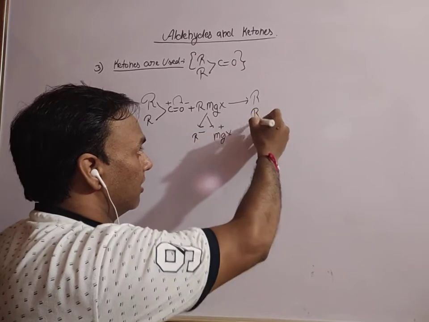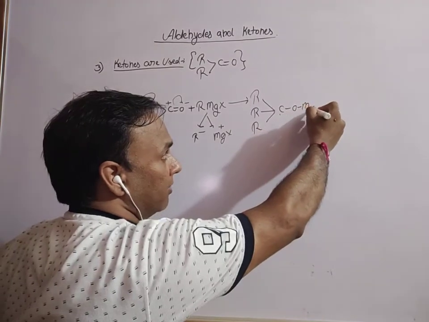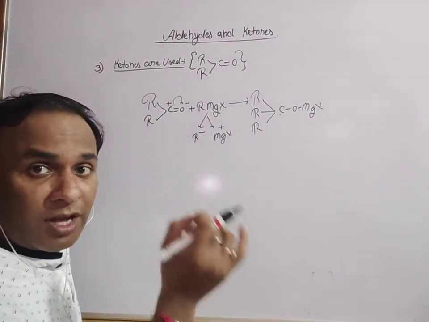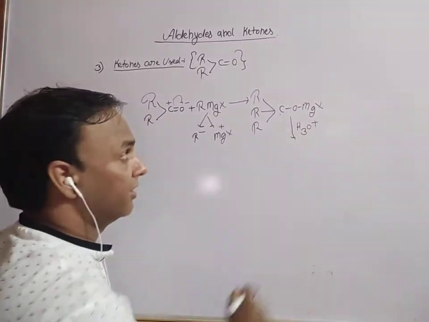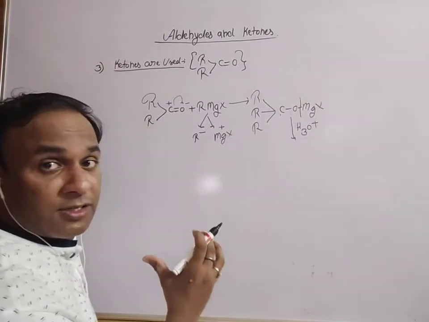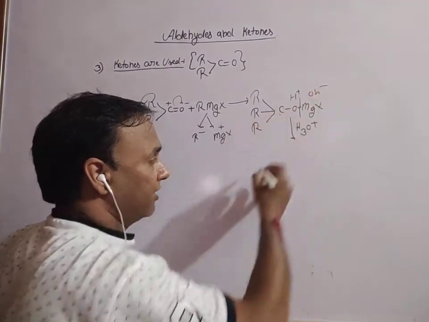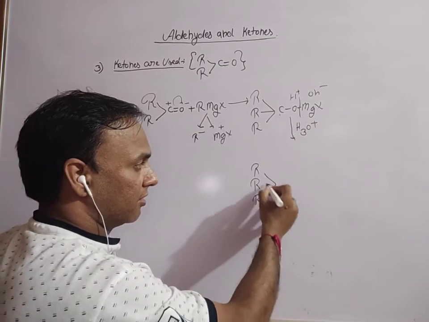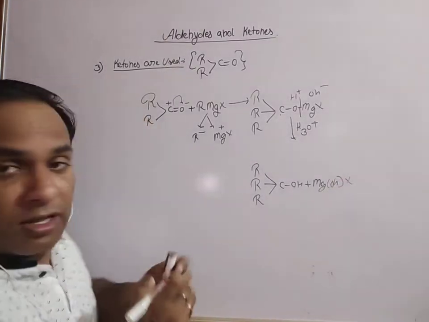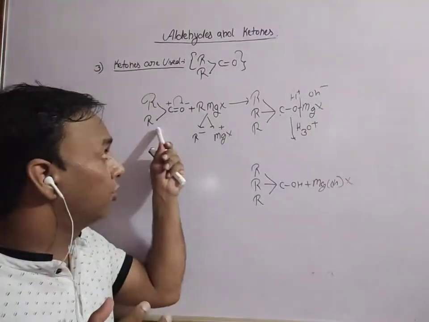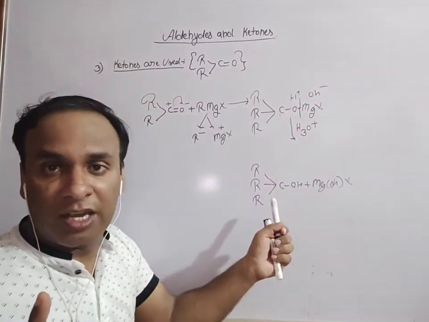So R, C, O, MgX. And on hydrolysis, with H3O plus in the presence of acidic medium, the bond is broken similarly between oxygen and magnesium, it gives H plus and OH minus, and R3COH and Mg(OH)X are obtained. Means when the ketone reacts with Grignard reagent followed by hydrolysis, it gives 3 degree alcohol.